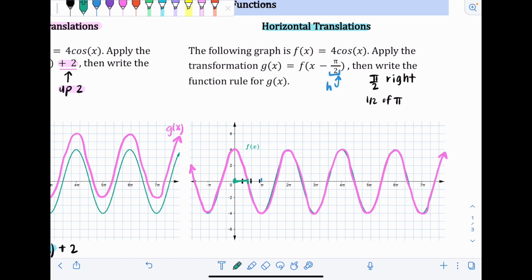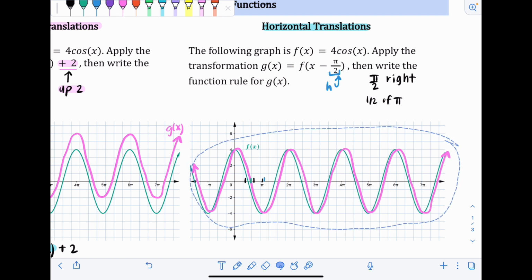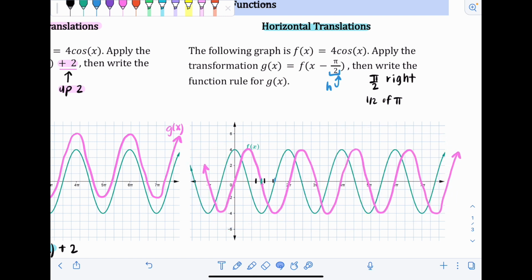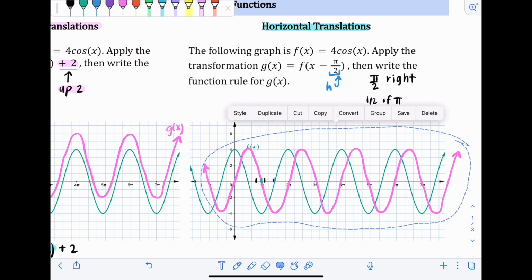And again, you won't have to do it from scratch. You'll be presented with a bunch of different graphs that you just have to choose which one has the correct translation. So I'm just going to take this graph and slide it to the right by that distance. If I move everything pi over 2 to the right, it's going to end up about right there. And again, it's just a sketch.